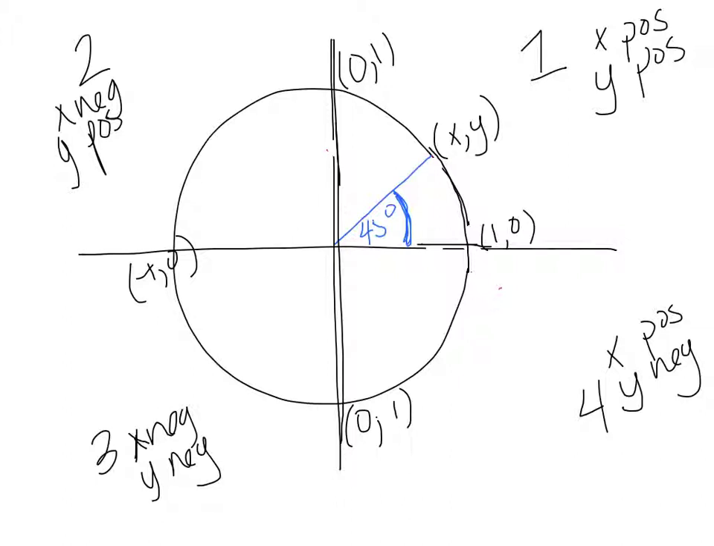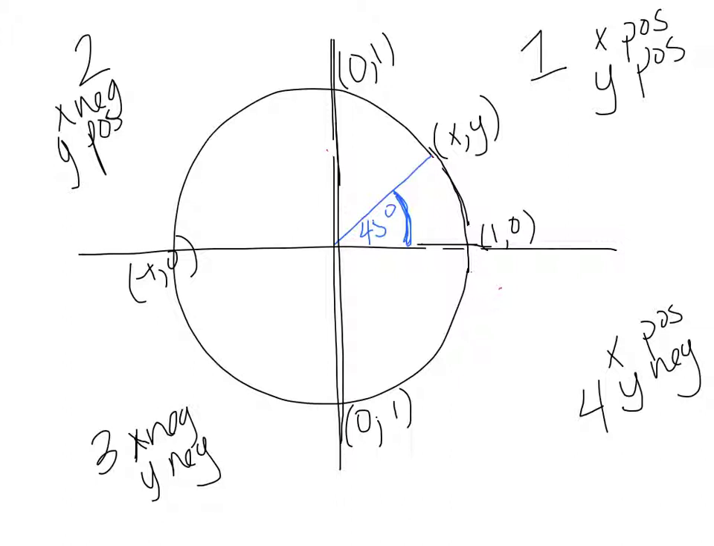So, let's say 70 degrees. Would a 70-degree angle have a positive or a negative x? Positive. What about 200 degrees? Would 200 have a positive or negative x? Negative. What about 100? Would 100 degrees have a positive or negative y? Positive. Where's 100 degrees? What quadrant? The second, and that would be a positive y.